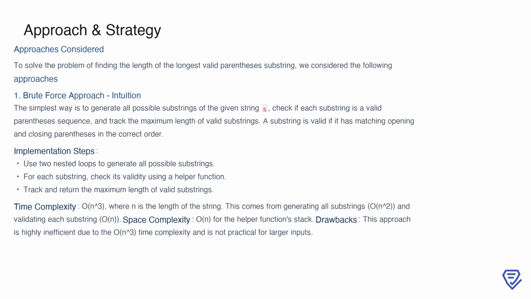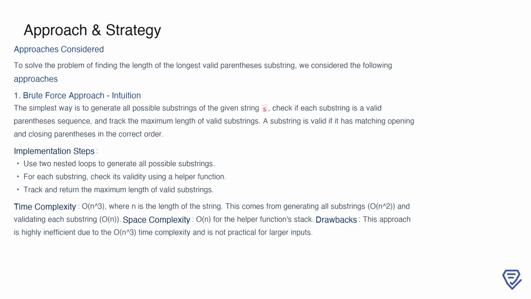To solve the problem of finding the longest valid parentheses substring, we began by considering the brute force approach. This is the most straightforward method, where we generate all possible substrings of the input string and check if each one is a valid parentheses sequence. A sequence is valid if every opening parenthesis has a corresponding closing parenthesis in the correct order. To implement this, we use two nested loops to generate all substrings, a helper function to verify their validity, and a variable to track the maximum length.